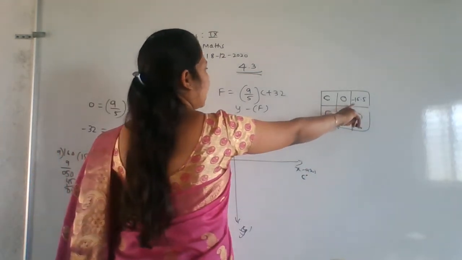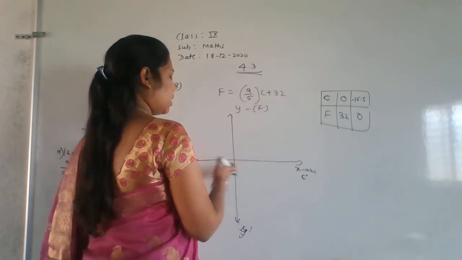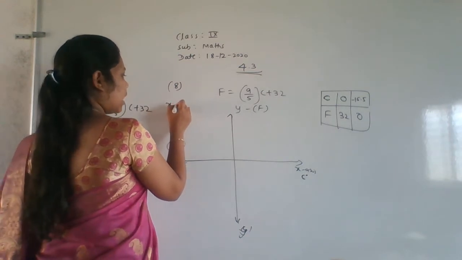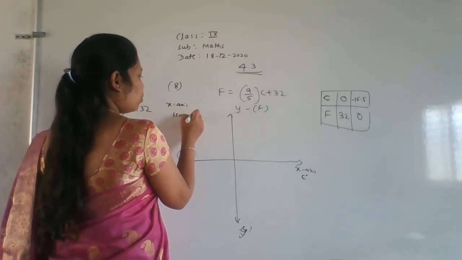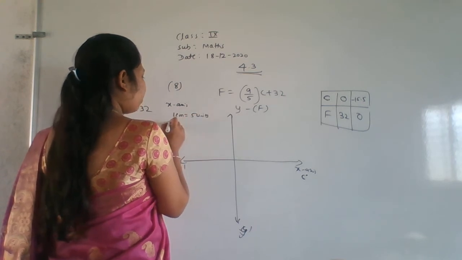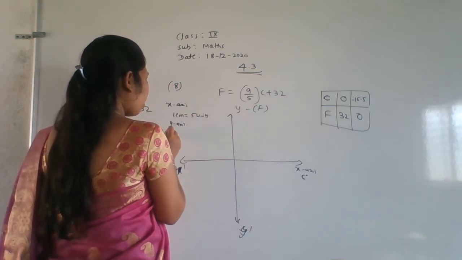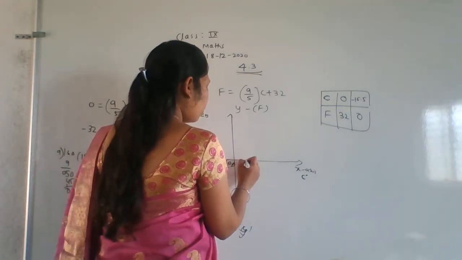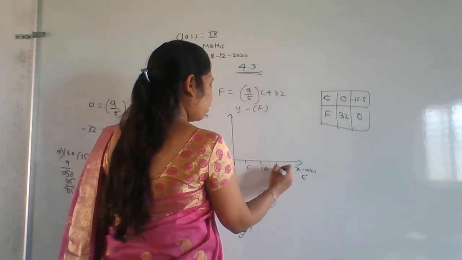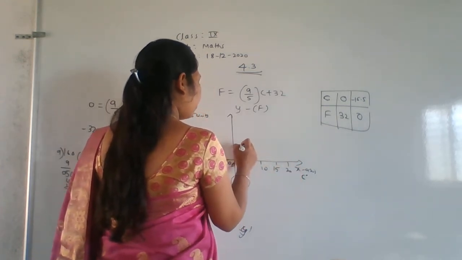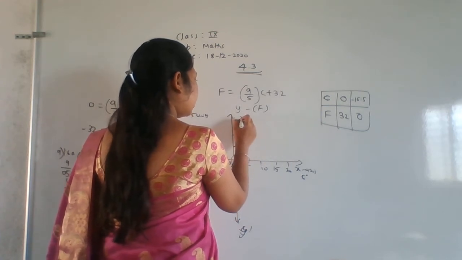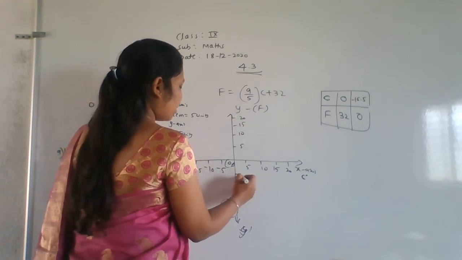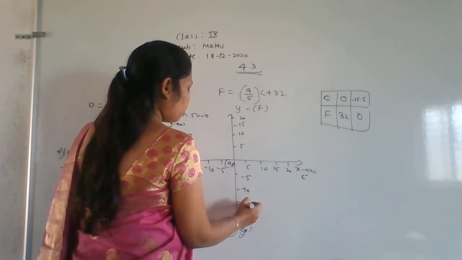The x-axis has negative values too. I am taking the scale on the x-axis as 1 centimeter equal to 5 units, and the y-axis is also 1 centimeter equal to 5 units. We have taken 0, 0. Here 5, 10, 15, and 20, and on the other side minus 5, minus 10, minus 15, on both axes.